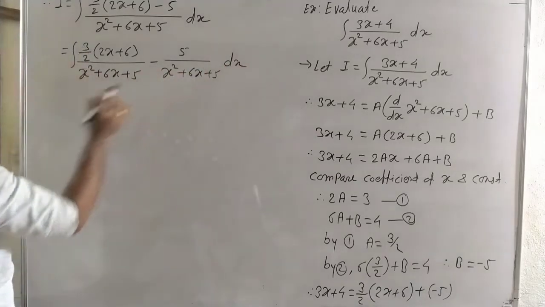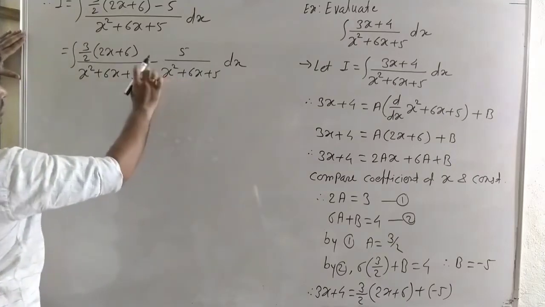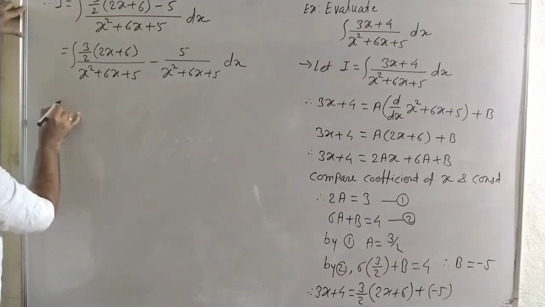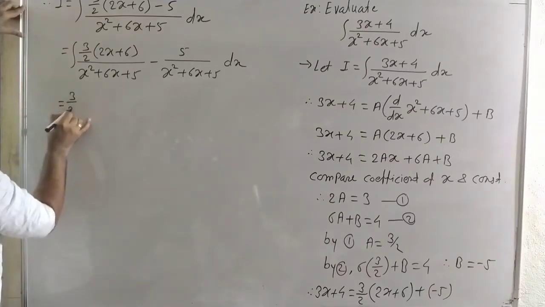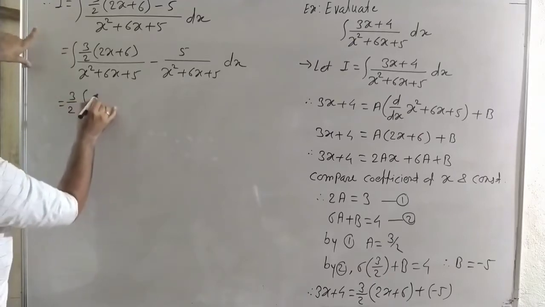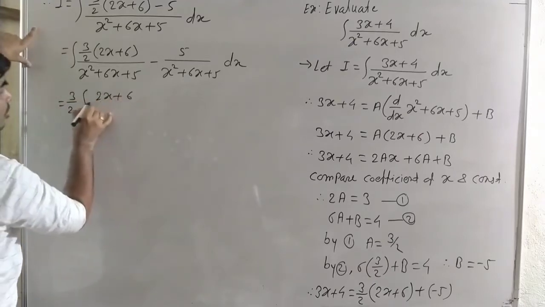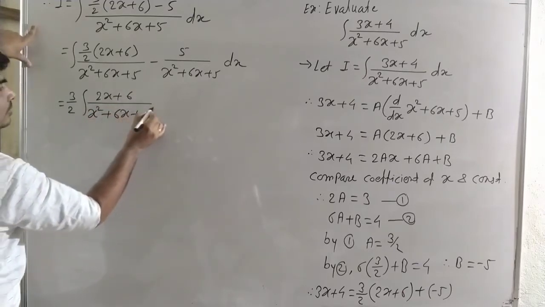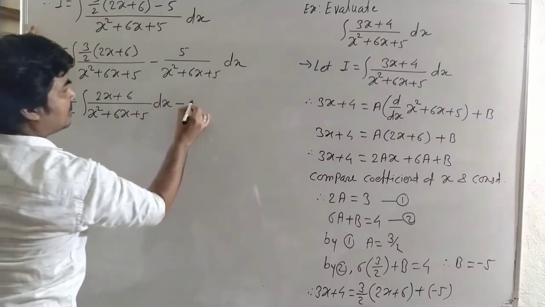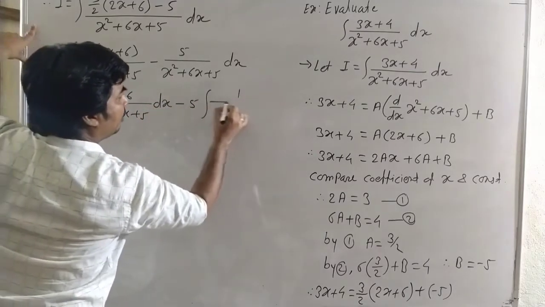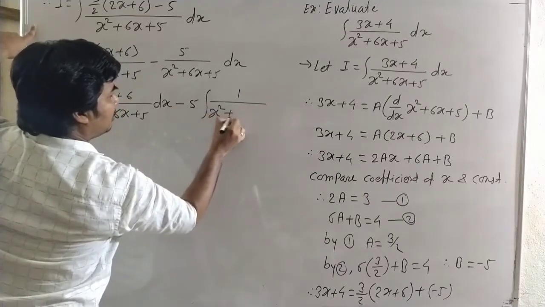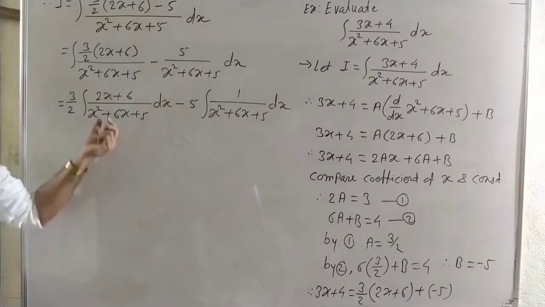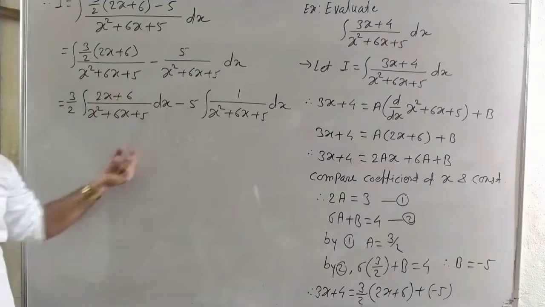Okay, now we separate the integrals. It is first term and it is second term and it is minus, so we separate these two terms. Here see carefully, this term, it is 3 by 2, constant, into 2x plus 6 upon x square plus 6x plus 5 dx minus 5 into integral of 1 upon x square plus 6x plus 5 dx. Now here we get the two integrals. Now we solve these two integrals.